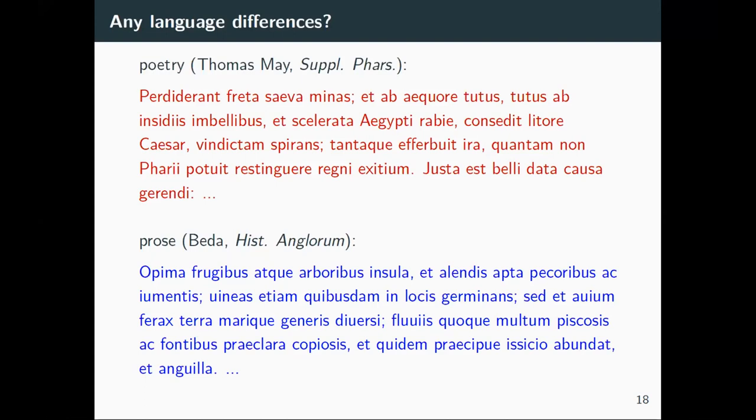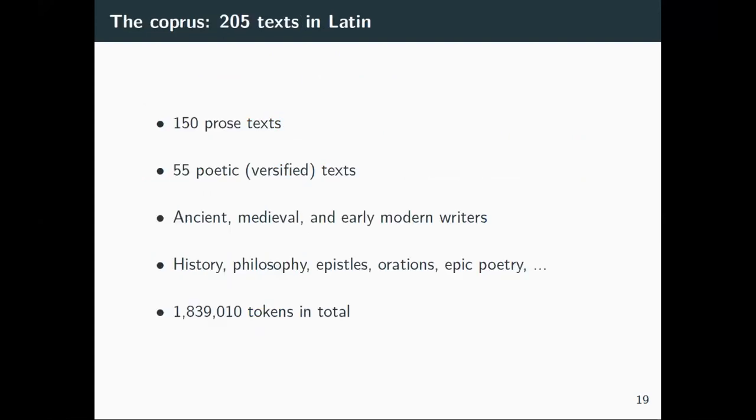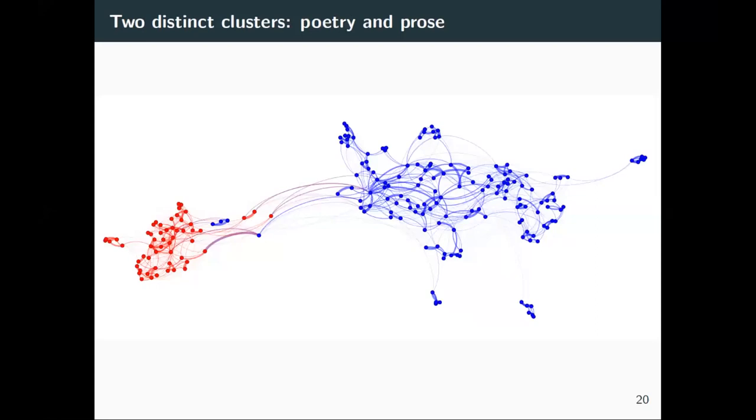The question being, will that be equally easy for machine learning technology to find this distinction? And I've taken a very similar corpus to the previously discussed, which is 205 texts in which 150 were prose, 55 poetic texts. Again, ancient, medieval, early Christian, early modern, all that I could find, given that the spelling was consistent, because that was a very important factor here. And it included all the genres and quite a number of words.